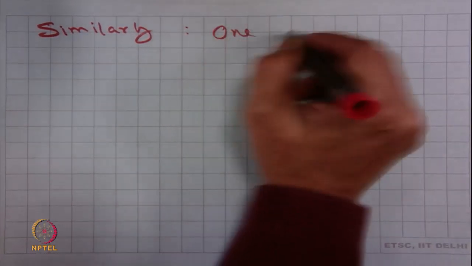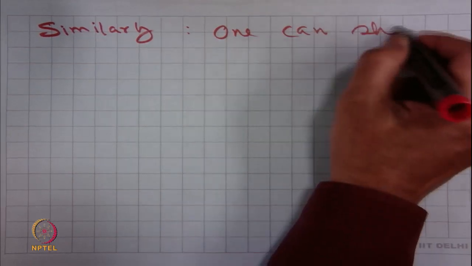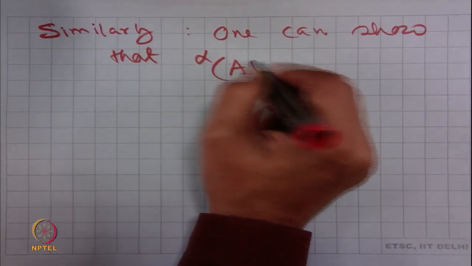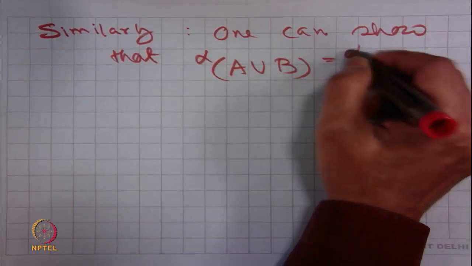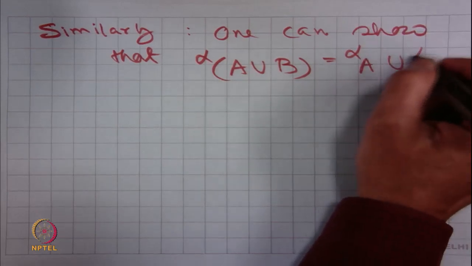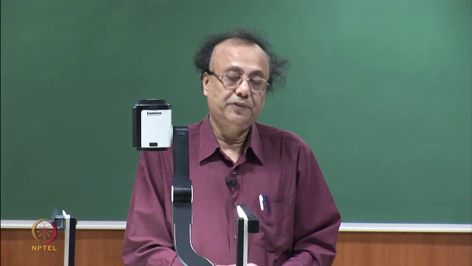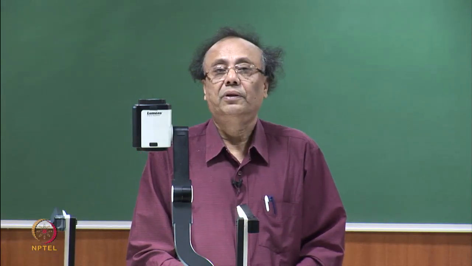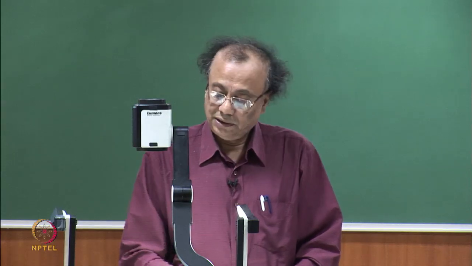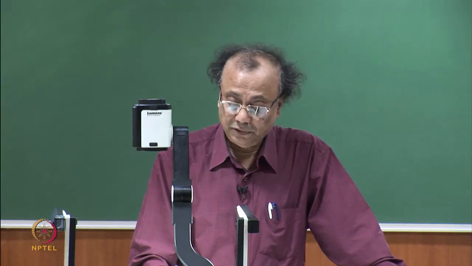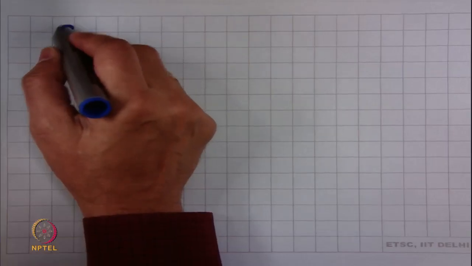Similarly, one can show that alpha cut of A union B is equal to alpha cut of A union alpha cut of B. I leave it as an exercise. The proof is very similar to the way I did it in the case of intersection; in a very similar way you can prove it for union. With that, let me give you an important concept with respect to membership function, which is called convexity.